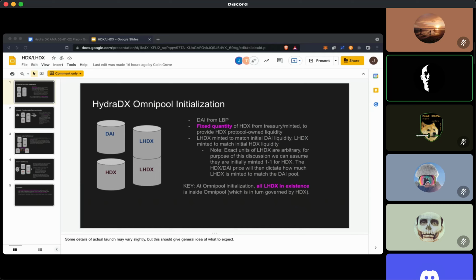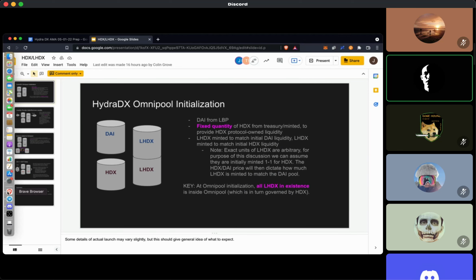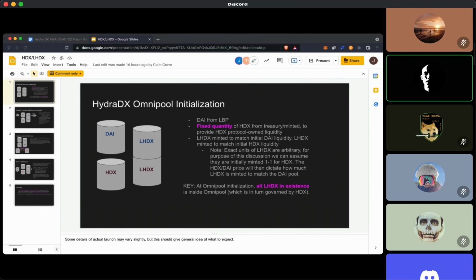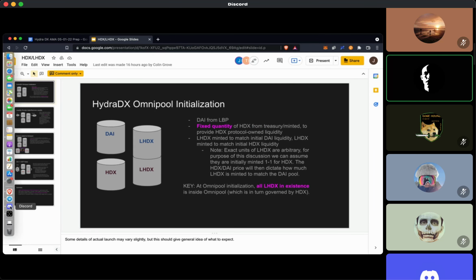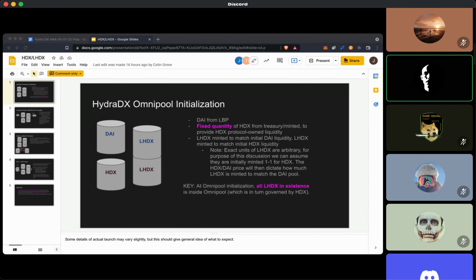The key thing to understand here is that at the initialization, this is all the LHDX in existence. No LHDX has been sold, and there's no additional distribution. All of it is in this pool, and since it's in the pool that is the protocol, it's owned and governed by HDX holders. So that's a key thing to understand about that initial distribution of LHDX.